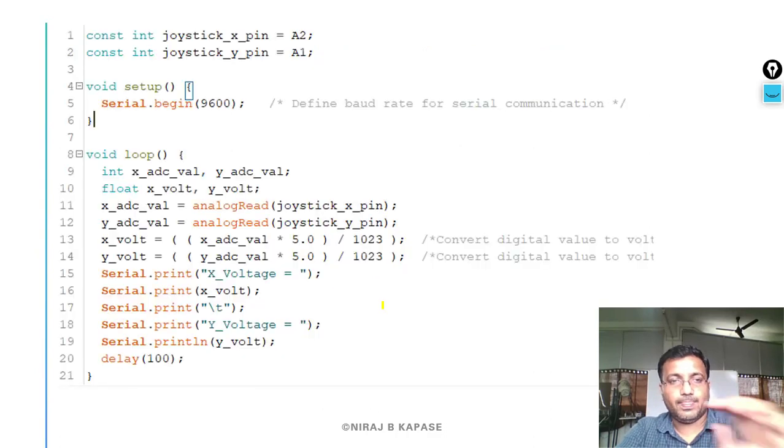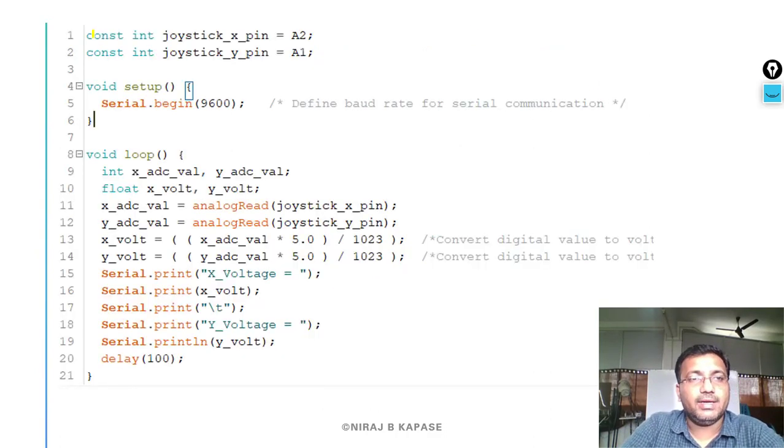Okay. Now the coding. Here is the definition of the joystick X pin. The X pin I have connected to the A2 pin. The Y pin I have connected to the A1 pin. So X pin and Y pin are given.